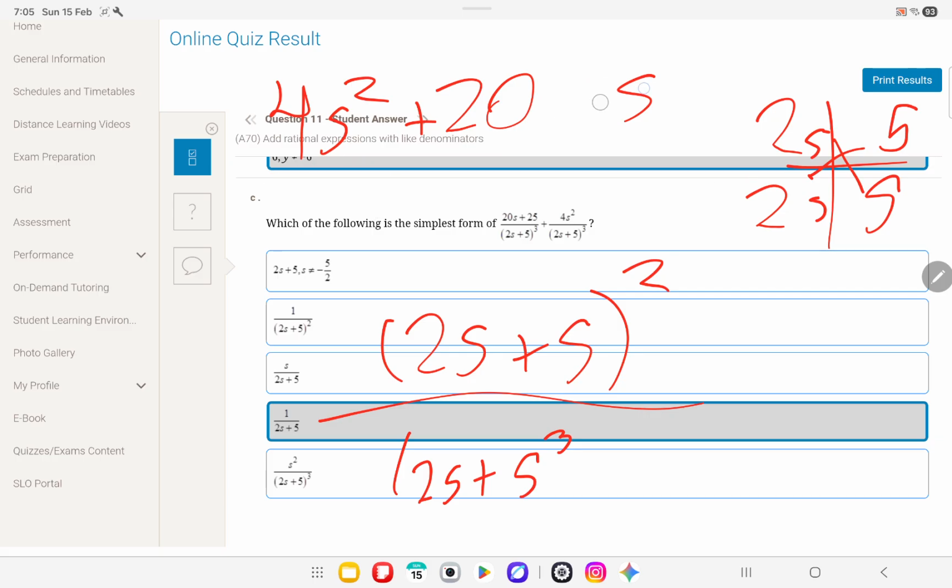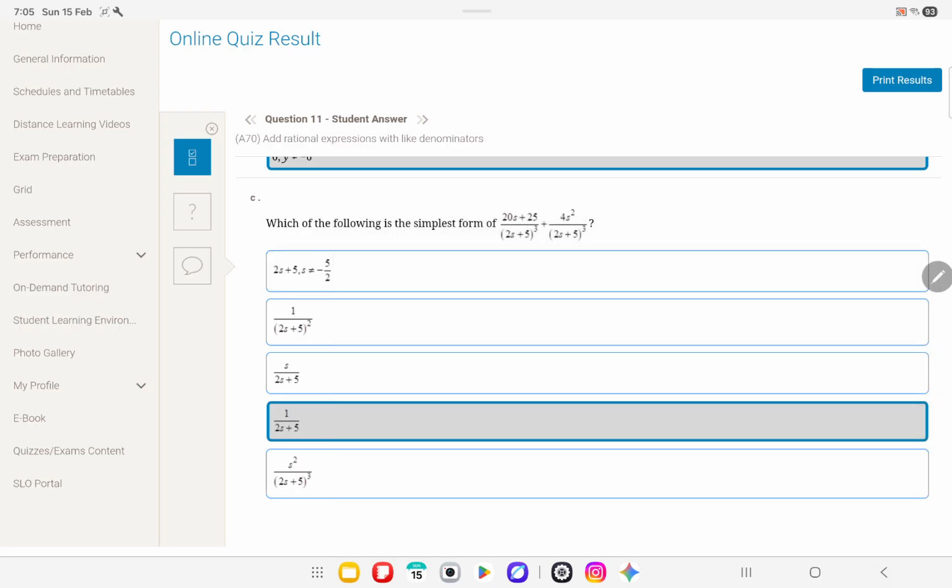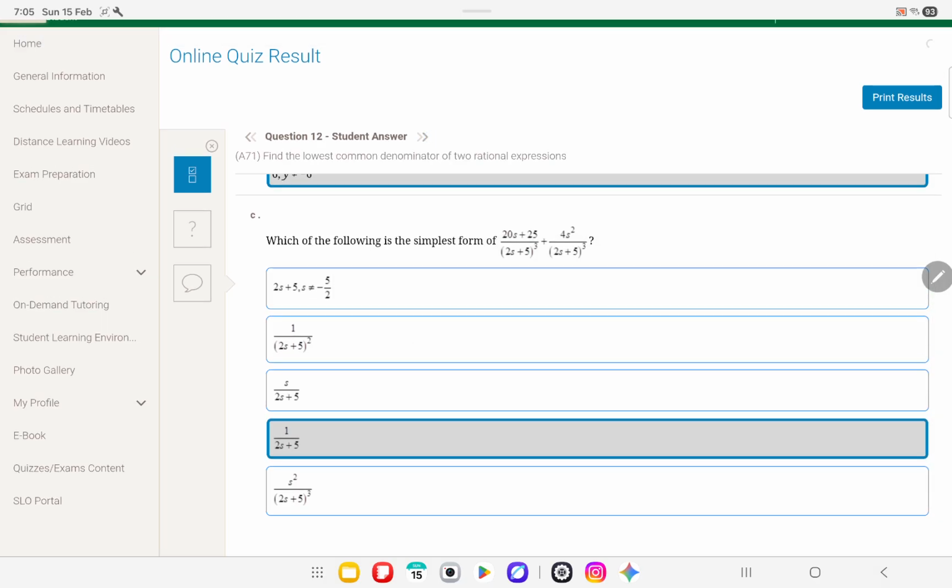So now we have this. What we can do is we write here, one second, here it's 2s plus 5 cubed, and there it's 2s plus 5 squared. So what we can do is, here we can just divide it by 2s plus 5 squared, it will be 1. And here, divided by 2s plus 5 squared, it will be 2s plus 5. And that's it. So it's 1 over 2s plus 5. And that's it.